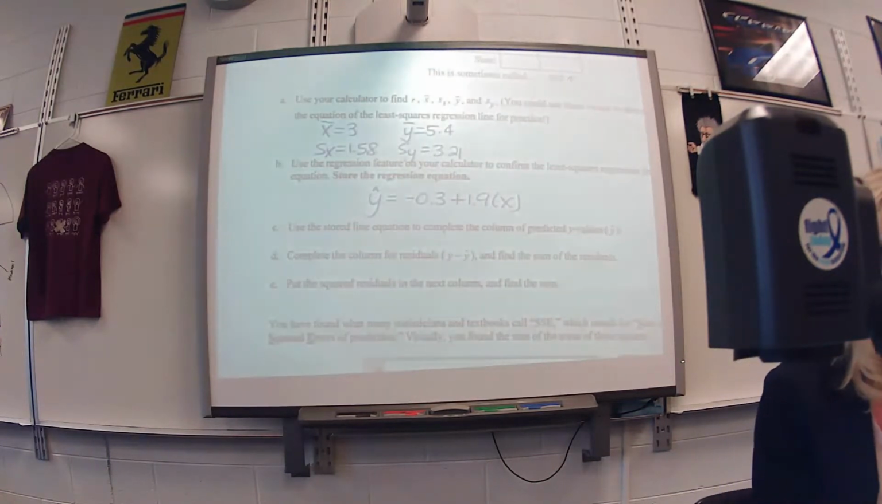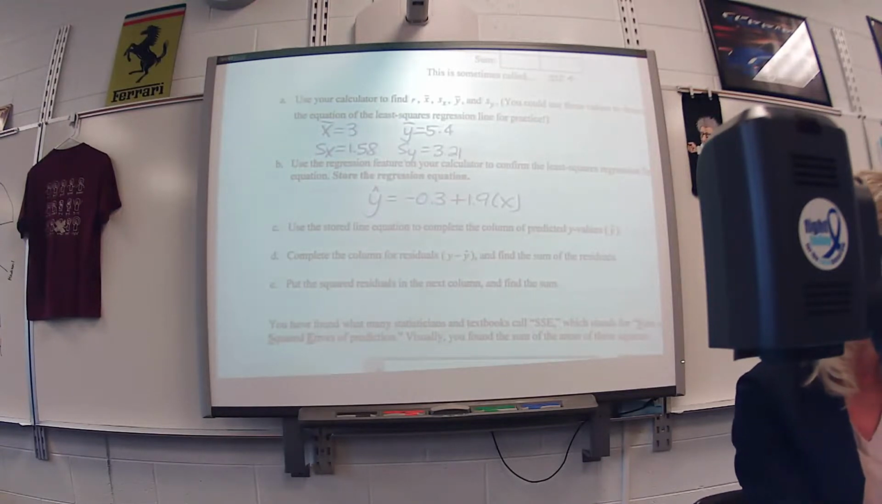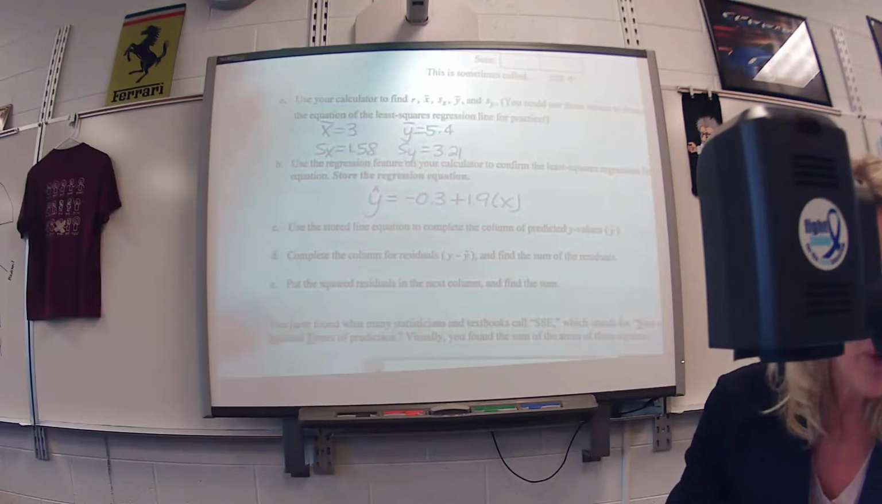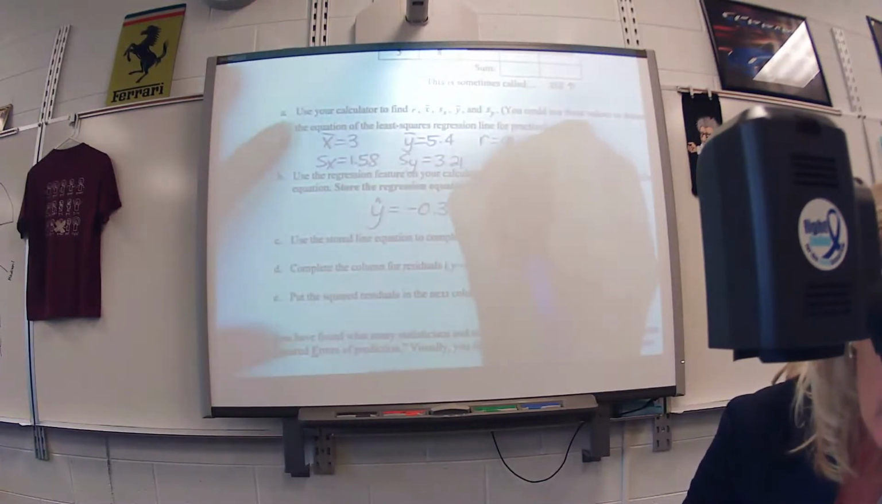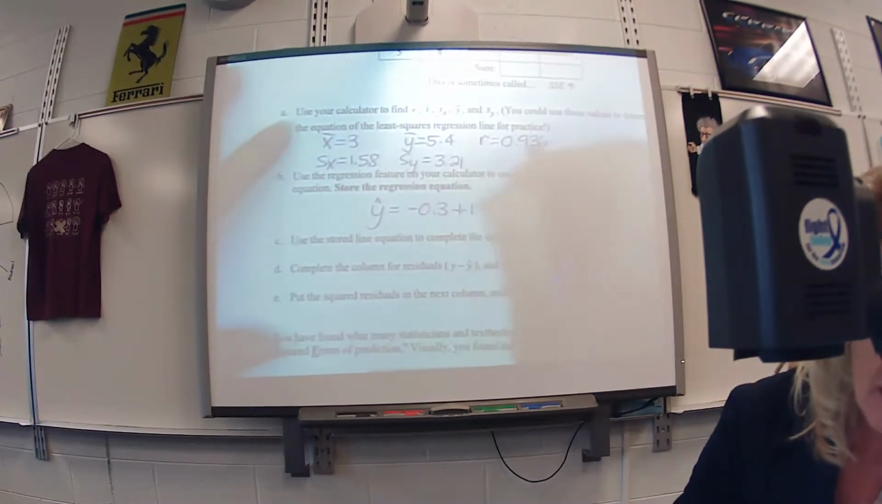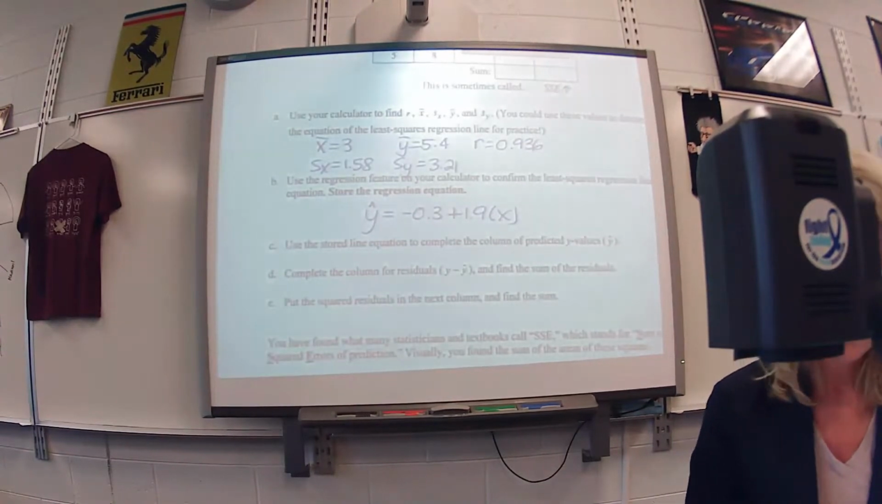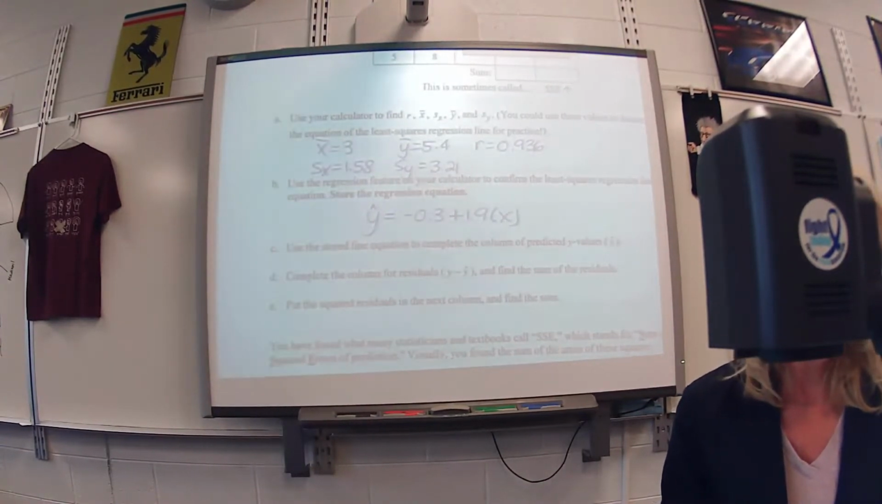Now, by the way, I said I forgot to turn my diagnostics on, but if you did, what do I have for an R value here? Was it 0.9 something? 0.936. 0.936? Okay. All right. So I stored my regression equation.